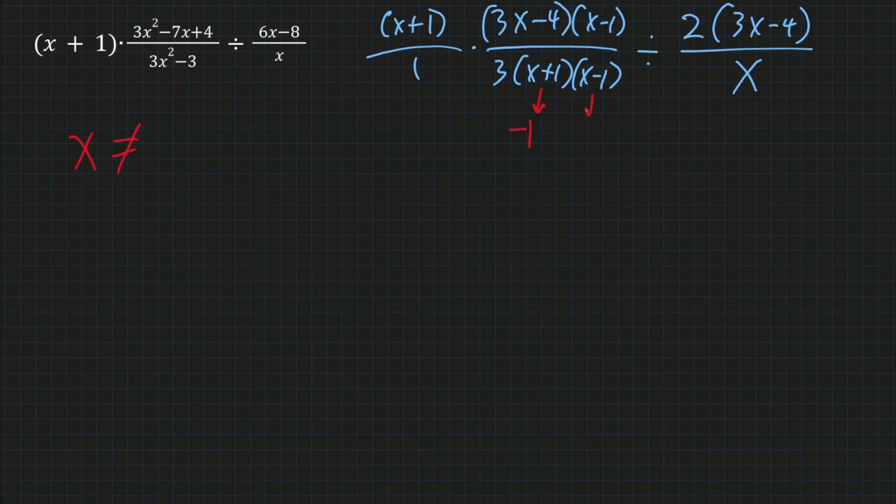What would turn this factor into 0? Well, that's if x is positive 1. So x cannot be negative 1, and it cannot be positive 1. And this is going to be a set.